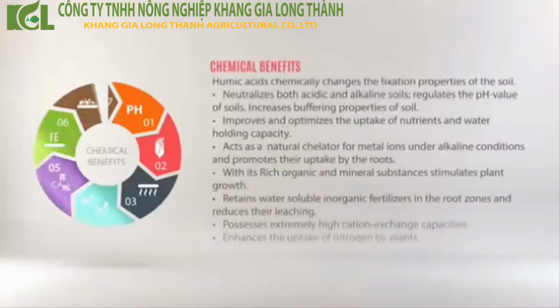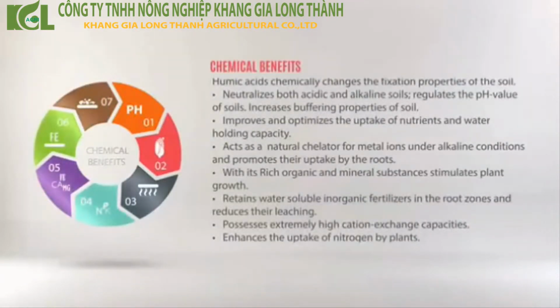Chemical benefits. Humic acids chemically change the fixation properties of the soil. Neutralizes both acidic and alkaline soils. Regulates the pH value of soils. Increases buffering properties of soil. Improves and optimizes the uptake of nutrients and water holding capacity. Acts as a natural chelator for metal ions under alkaline conditions and promotes their uptake by the roots.